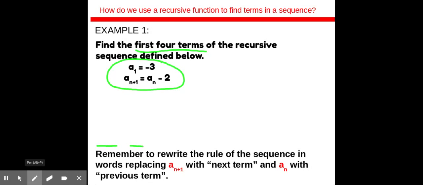First, I'm going to write down four little spaces because it told us to find the first four terms. Next, we talked about how this piece right here is our first number in the sequence. So I'm going to put -3 down here.